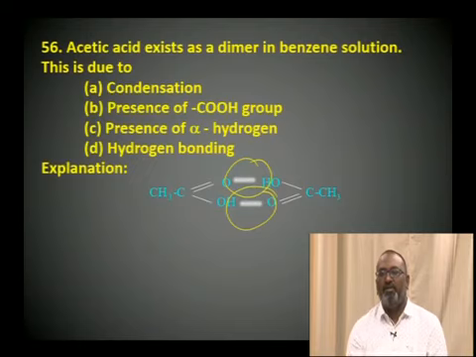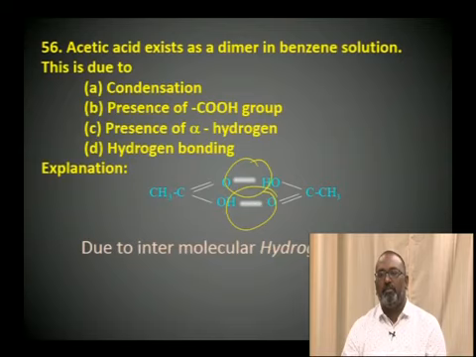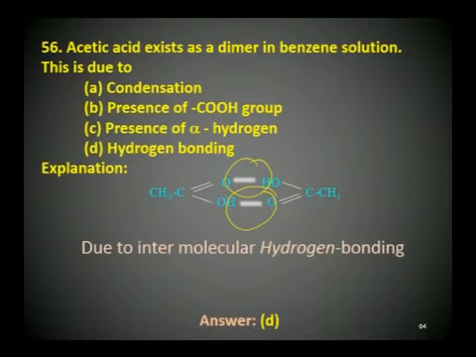Due to the formation of these intermolecular hydrogen bonds, we can see that in benzene, acetic acid exists as a dimer. Di means two, mer means molecules. Two molecules together will be present in benzene.